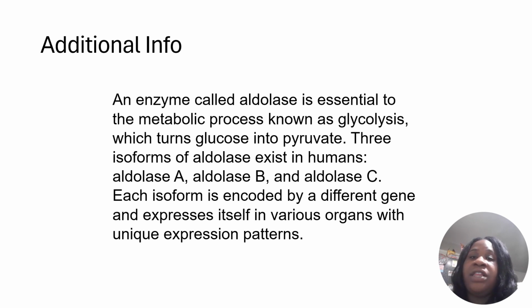Its primary function is in the liver, where it catalyzes the cleavage of fructose phosphate into glyceraldehyde and dihydroxyacetone phosphate. This reaction is essential for metabolism of dietary fructose. Its expression would be mainly in the liver. The liver plays a crucial role in fructose metabolism. Its expression is also detected to a lesser extent in the kidney.